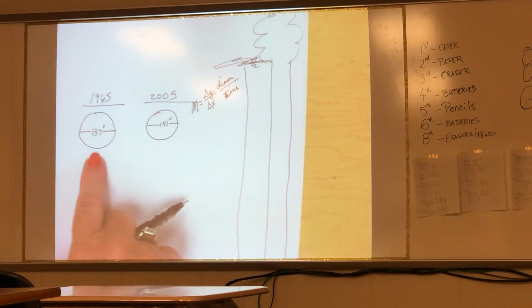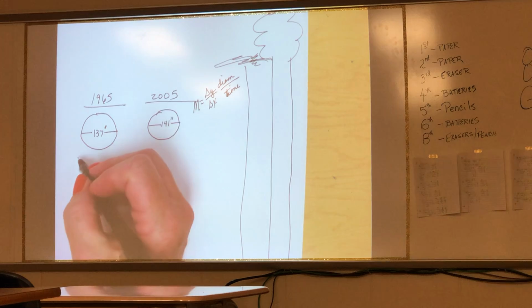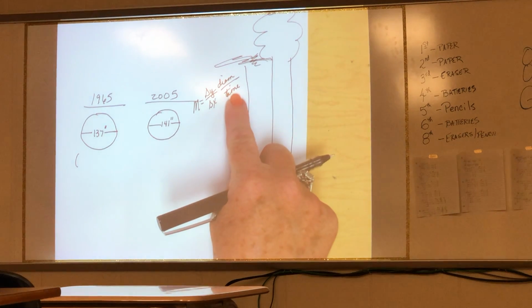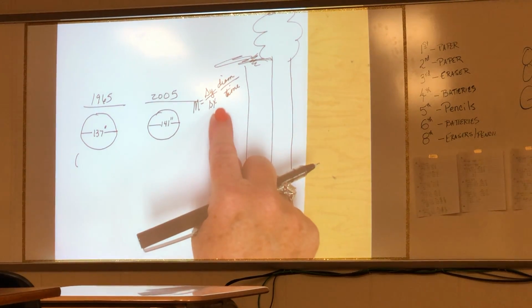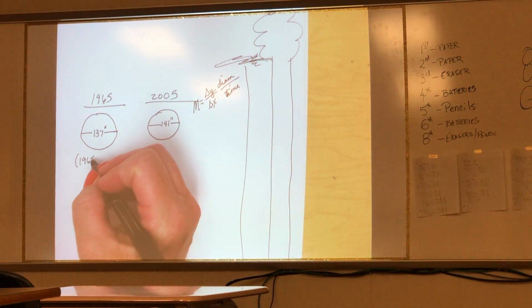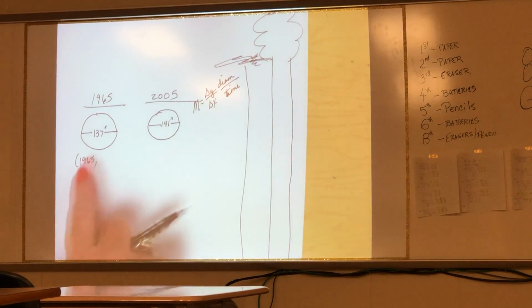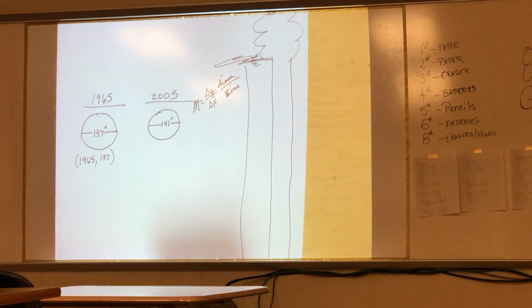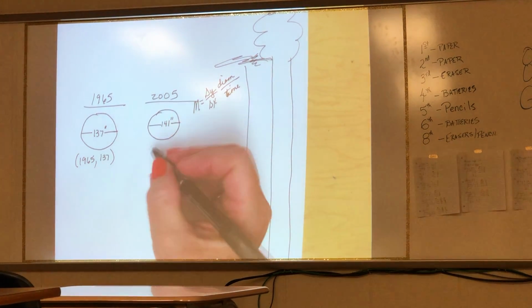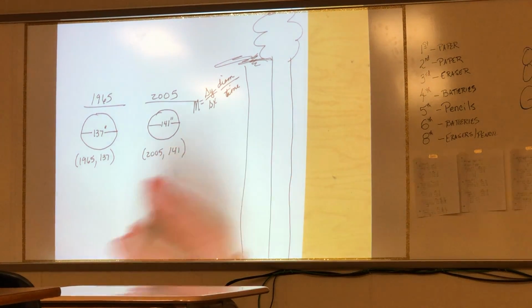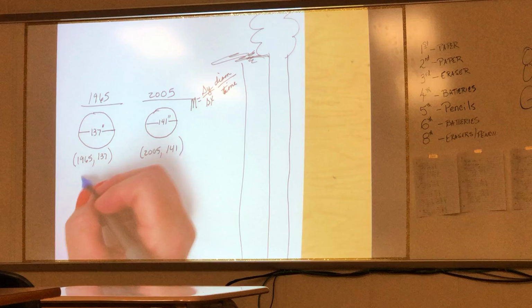Can I make a point? What's first? Who's X? 1965. That's exactly right. X is my time. They told me that's what it was. Y'all, generally X is time anyway. Okay? And then Y is my diameter, 137. Over here, 2005, 141. Okay? I'm going to stack my points.